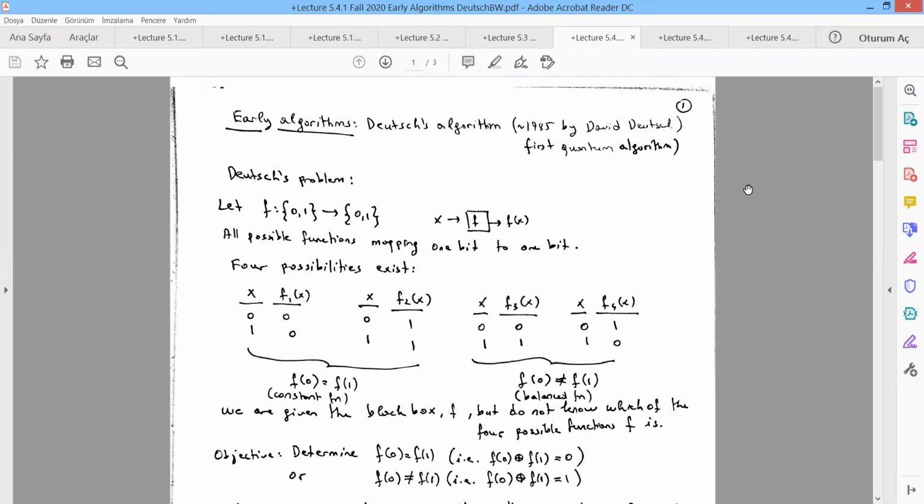Okay. The first quantum algorithm we'll discuss is Deutsch's algorithm. This algorithm was introduced by David Deutsch, one of the founders of quantum computation, in 1985. I think arguably this is the first quantum algorithm that was introduced. Of course, at that time in 1985, there were no quantum computers. There was no capability to build qubits and manipulate qubits.